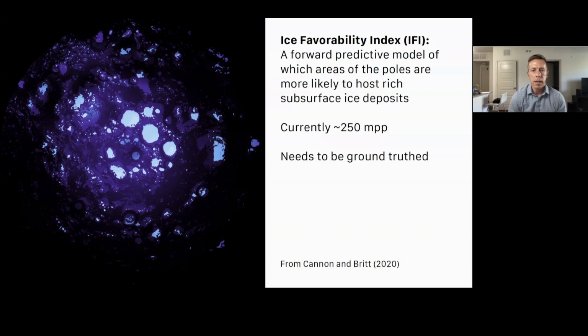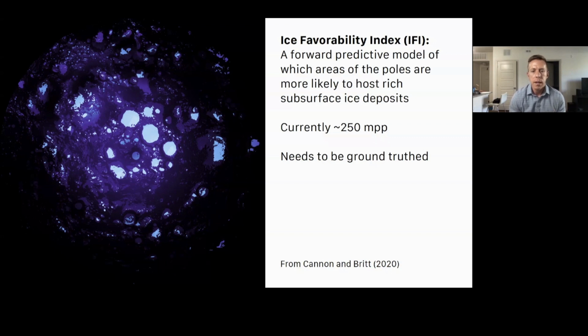So the first is something called the Ice Favorability Index, or the IFI. This is a forward predictive model of which areas of the poles are most likely to host rich deposits of ice, particularly in the subsurface. So this takes into account not just the thermal environment and how it's changed over time, but also things like the age of the surface, which is really important for when ice could have started accumulating in a particular cold trap. Now, currently, these mapping products are only about 250 meters per pixel. So there's opportunities to do more local scale work.